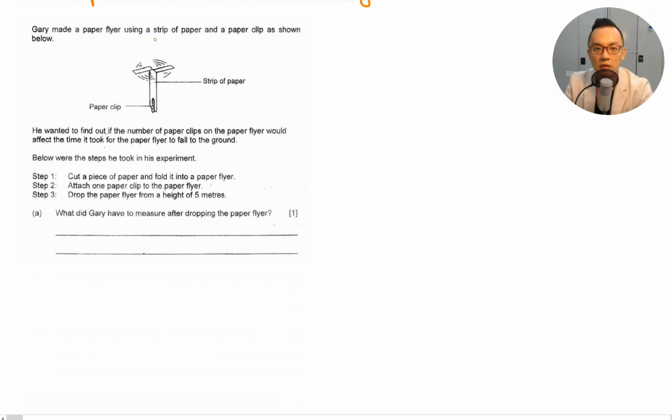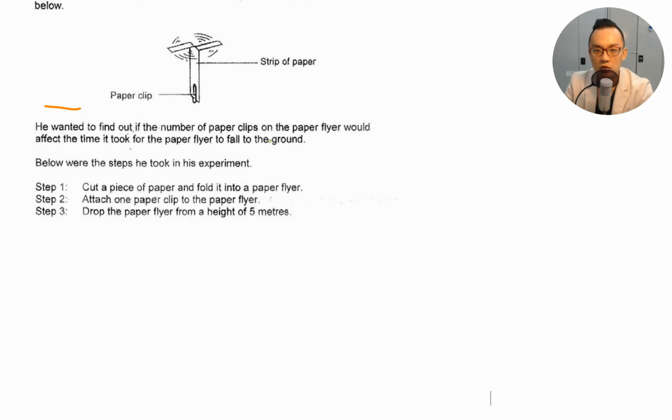Gary made a paper flyer using a strip of paper and paper clip as shown below. He wanted to find out if the number of paper clips on the paper flyer would affect the time it would take for the paper flyer to fall to the ground. So what is the experiment trying to do?